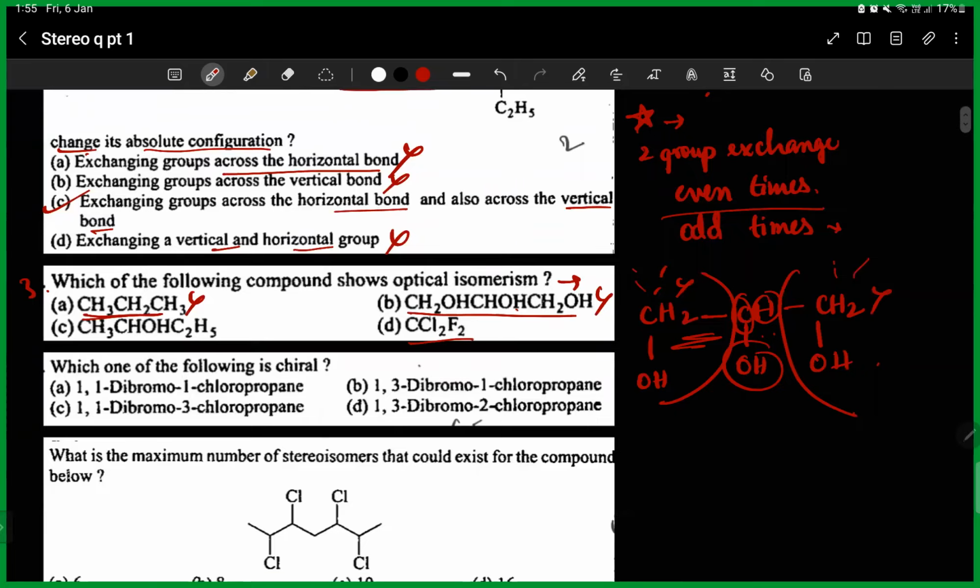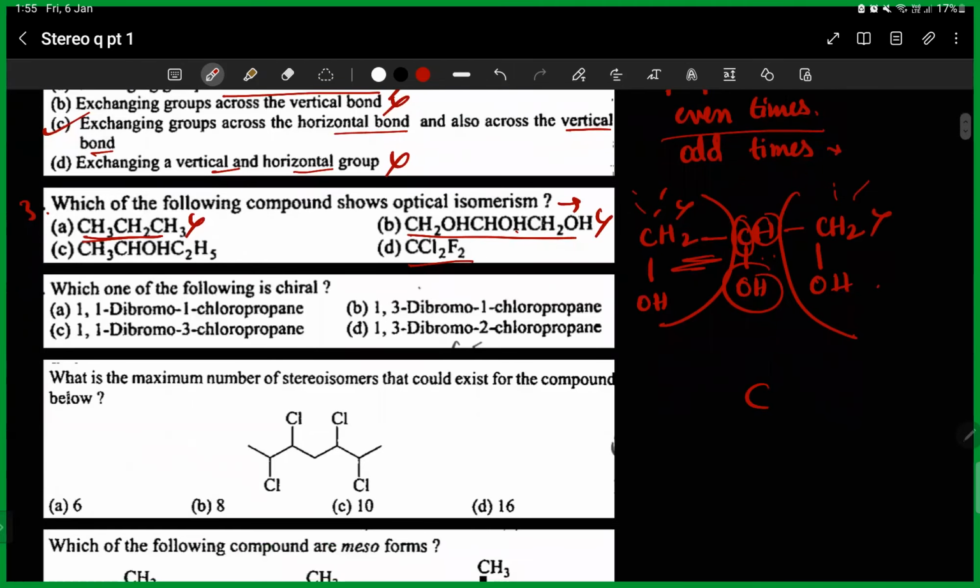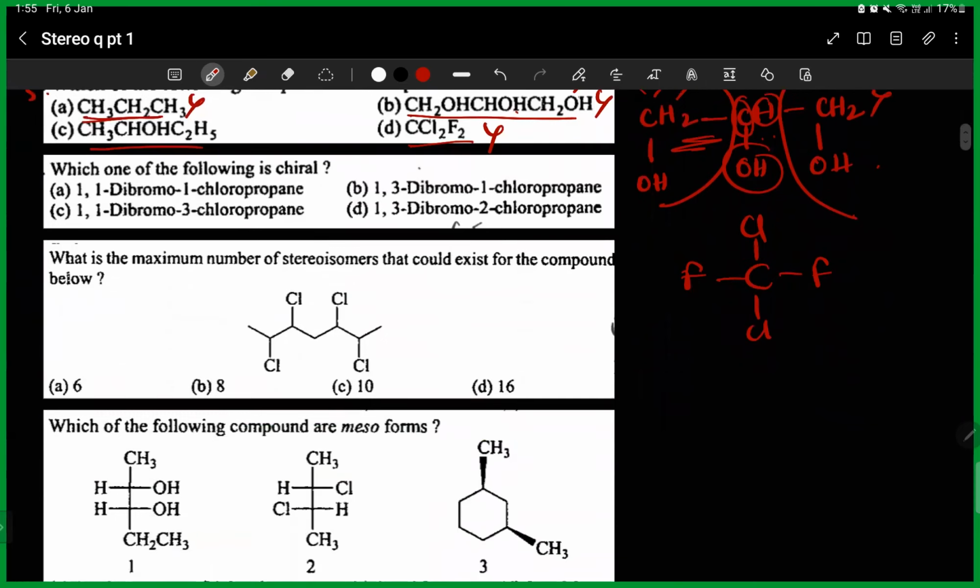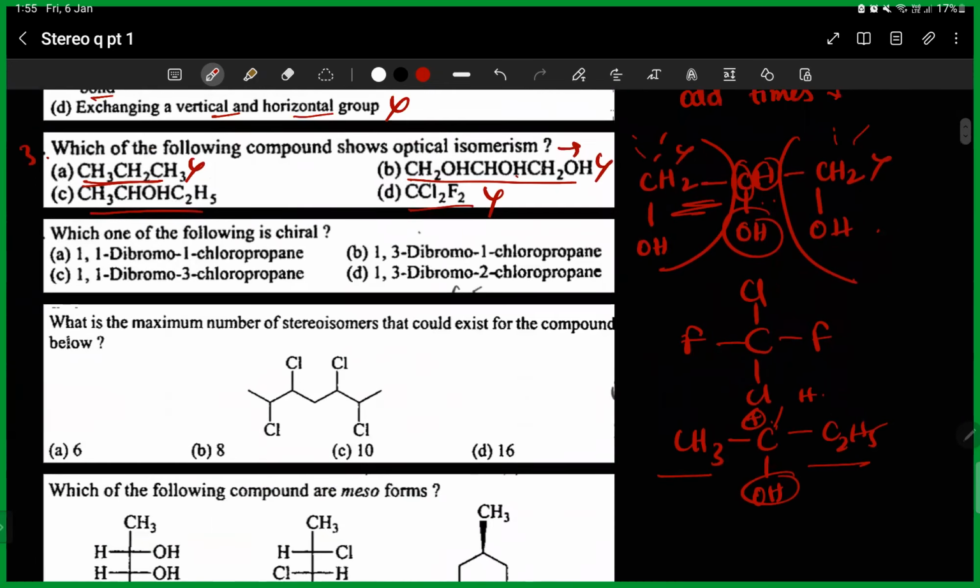So CCl2F2. You can clearly see on the same carbon you have chlorine, chlorine, and fluorine, fluorine. Same groups, it will not show chirality. Now let's look at option C. You have CH3, C, OH, C2H5. Yes, it has a chiral center because you have methyl, you have ethyl, you have a hydroxy, and you have a hydrogen. So this is a chiral carbon. So the correct answer will be C.